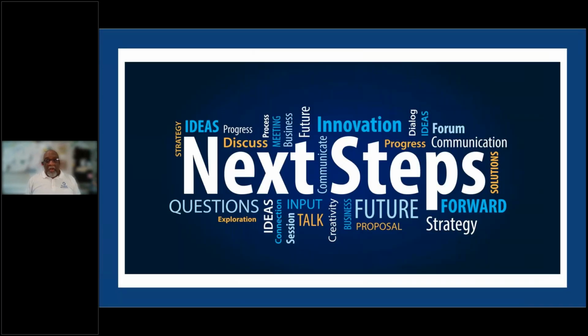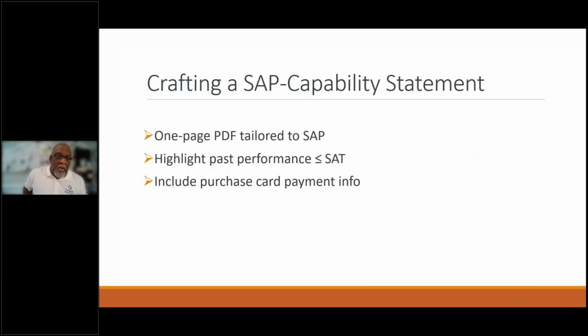All right, let's talk about a couple of next steps as we wrap up, and then we'll open up for some question time. One of the things I've seen value in, not only on the government side of the house but also now as a government contractor, is having a tailored capability statement hyper focused on simplified acquisition procedures, especially for small businesses. There is no cap on the number of capability statements you can have.